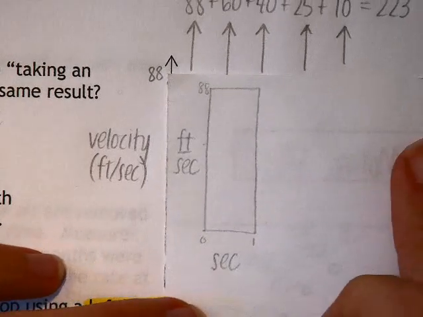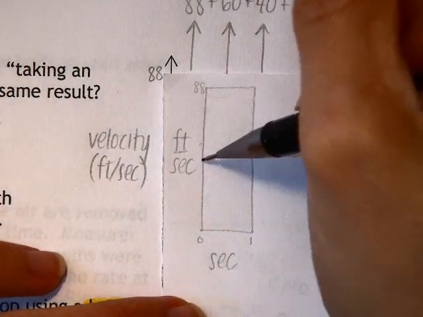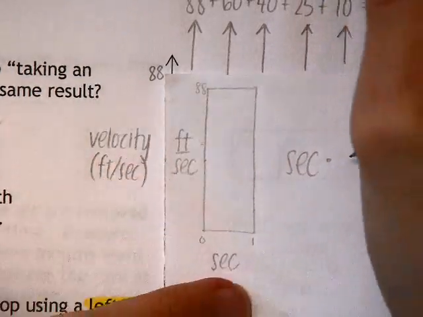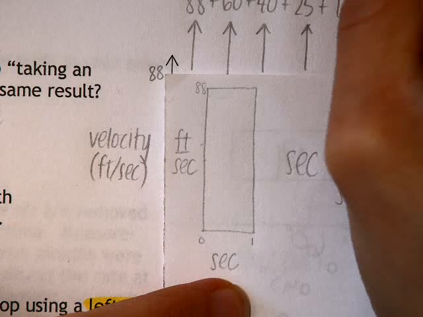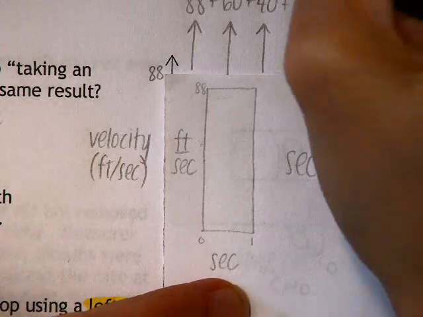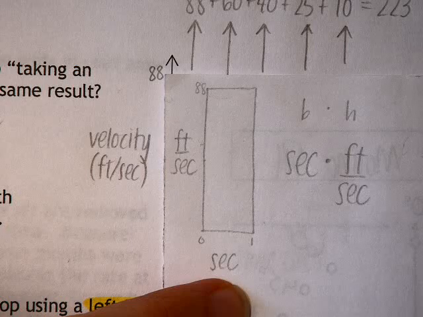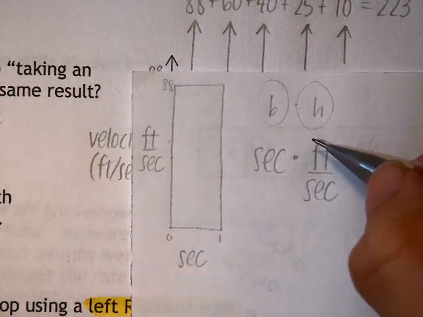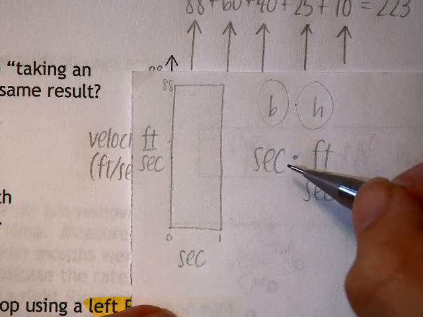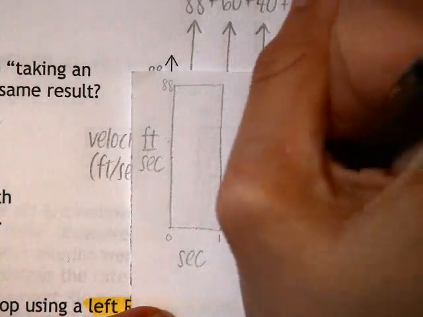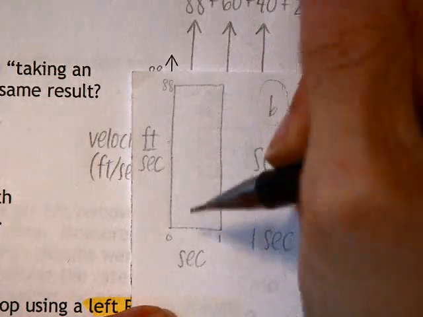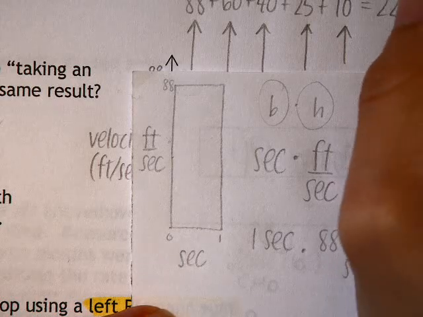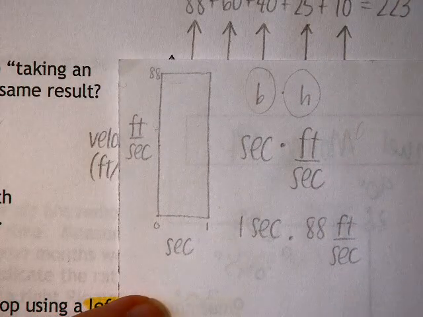So when I found the area, I did base times height, which is the number of seconds times the number of feet per second. And if you think logically, when we did base times height, I just want to make sure that we can see what we're doing here. When we did base times height, think about what happens to these units. The base number was in seconds, so for example, 1 second, times the height number was in feet per second, 88 feet per second. And notice what happens when we do that multiplication.